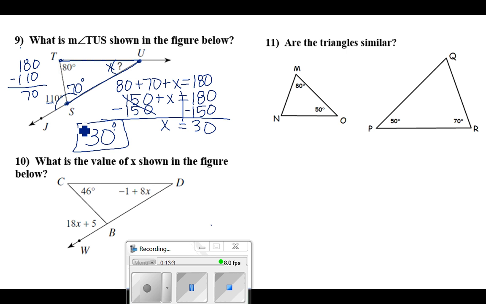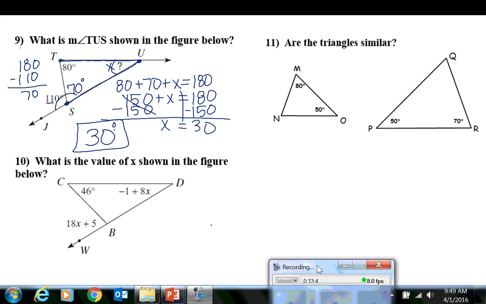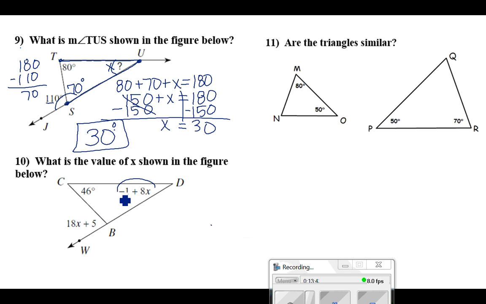Question number 10. What is the value of x shown in the figure below? So now we have some expressions to use, but we're going to do the same thing. Because we know that this angle plus this angle is going to equal this angle, we can set up a multi-step equation.